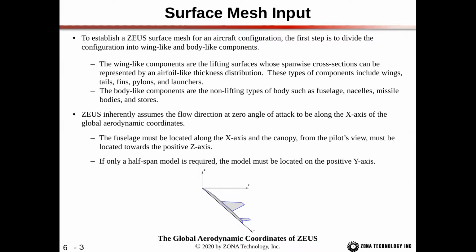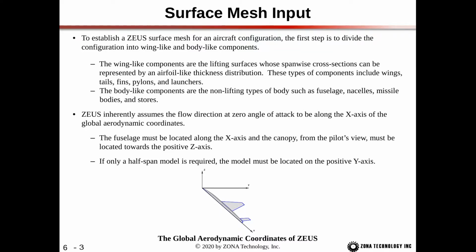To establish a ZEUS surface mesh for an aircraft configuration, the first step is to divide the configuration into winglike and bodylike components. The winglike components are the lifting surfaces whose spanwise cross sections can be represented by an airfoil-like thickness distribution. These types of components include wings, tails, fins, pylons, and launchers. The bodylike components are the non-lifting types of body, such as the fuselage, nacelles, missile bodies, and stores.